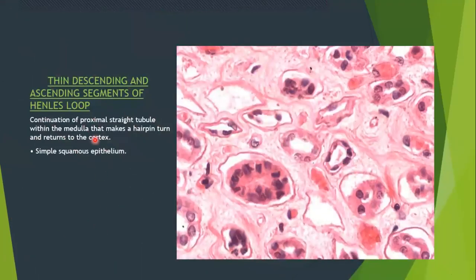Then let's go to the next part, which is the thin descending and ascending segments of the loop of Henle. It is a continuation of the proximal straight tubule within the medulla that makes a hairpin turn and returns to the cortex, lined by simple squamous epithelium. Note this one, this one, this one, then also this one. Those are your thin descending and ascending segments of the loop of Henle.